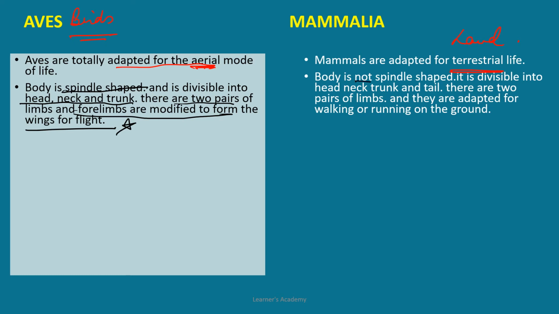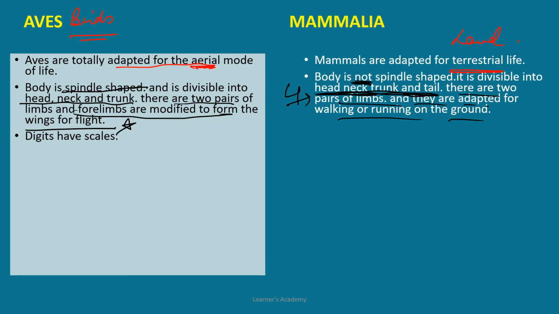Now in case of Mammalia, the body is not spindle shaped. It is divisible into head, neck, trunk and tail. And there are two pairs of limbs and they are adapted for walking and running on the ground. In case of human beings, they walk on legs only, on hind limbs.